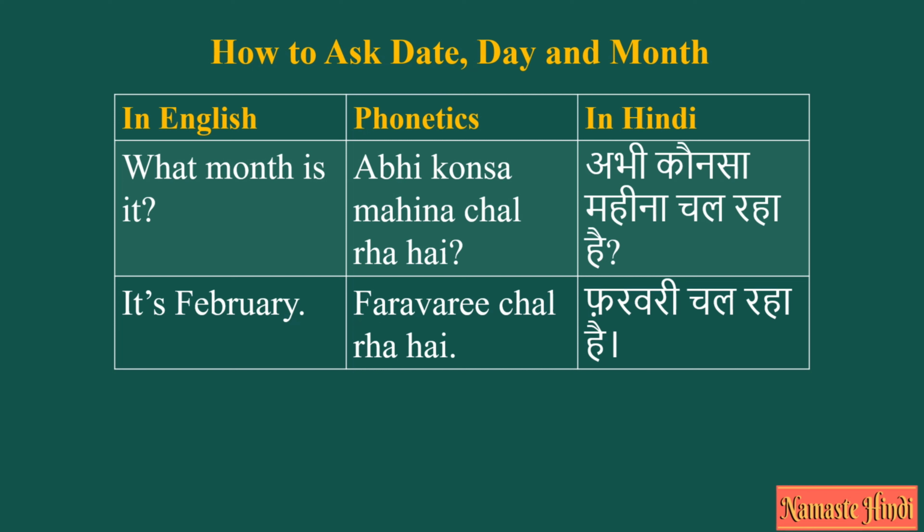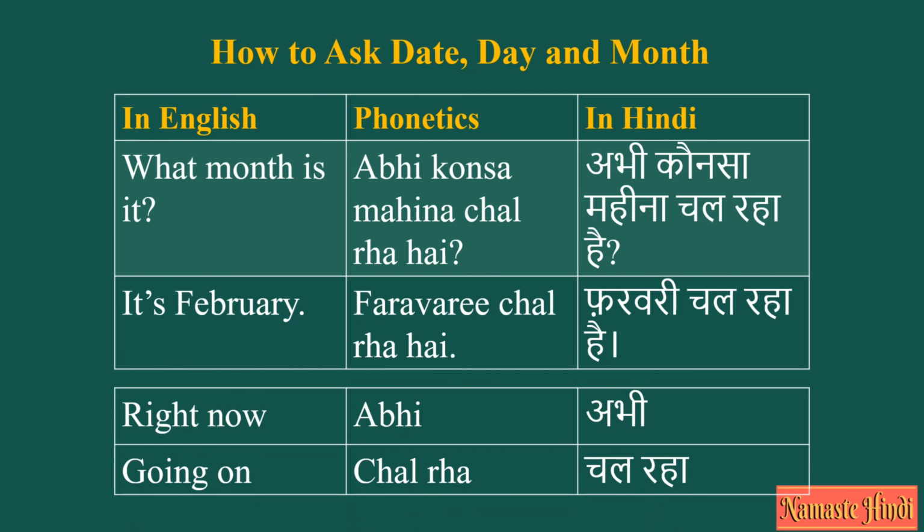What month is it? अभी कौन सा महीना चल रहा है? In Hindi, अभी means right now and going on means चल रहा. So here literally we are asking right now what month is going on. It's February. फरवरी चल रहा है और you can also say अभी फरवरी चल रहा है.